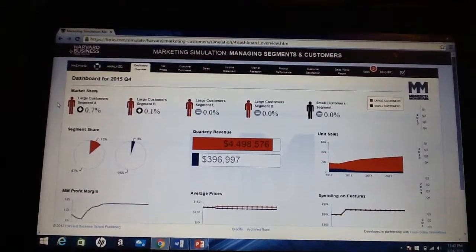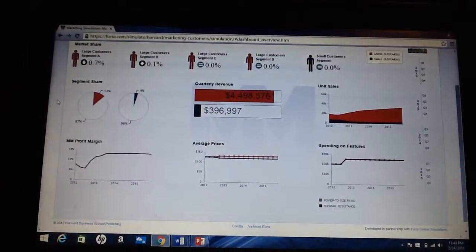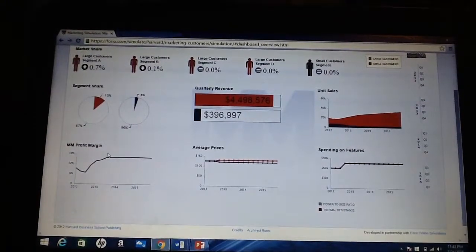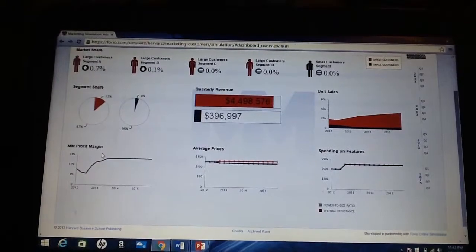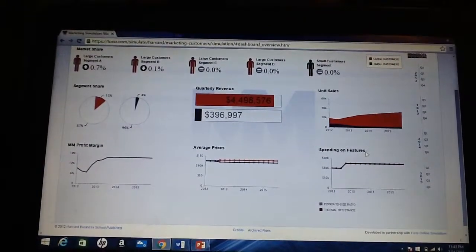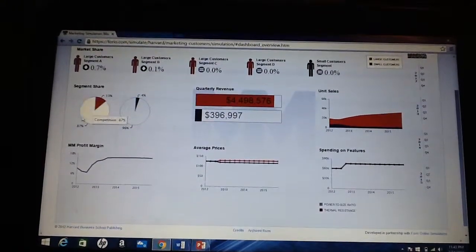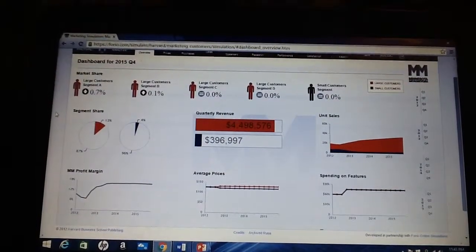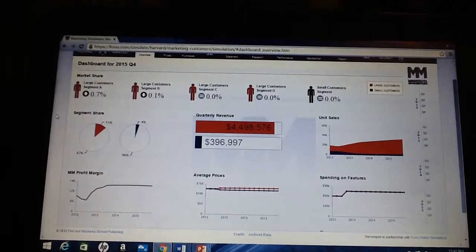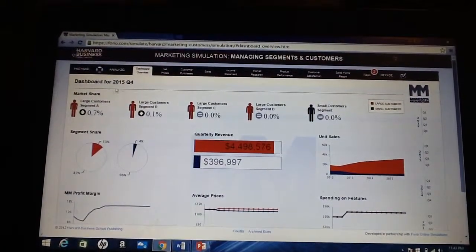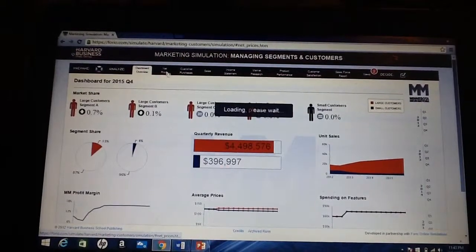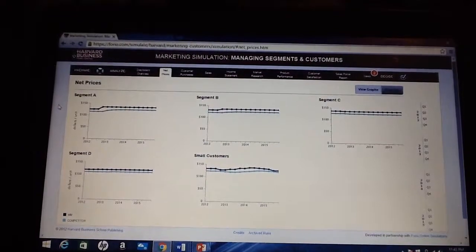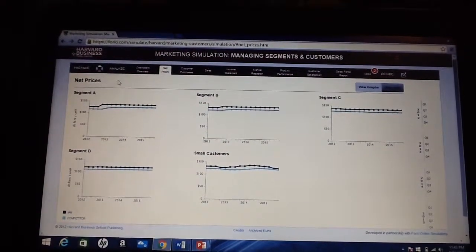Here is the dashboard overview. This shows you segment share, quarterly revenue, unit sales, micromotor profit margin, average prices, and spending on features. All of these are very important to look at every time you do something different for each quarter, and I will go into that in detail further in a little bit. The next tab here is net prices. This shows how much each segment is paying, also the competitors' prices.